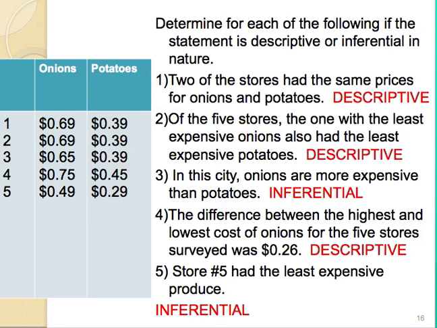Number 5, store 5 had the least expensive produce. Now realize we only had data on onions and potatoes. But statement number 5 is talking about produce. So that is including everything else, yam and dasheen and pumpkin, etc. Right? So we have gone outside of just the onions and potatoes and made a generalization about all the produce. So that one is inferential.